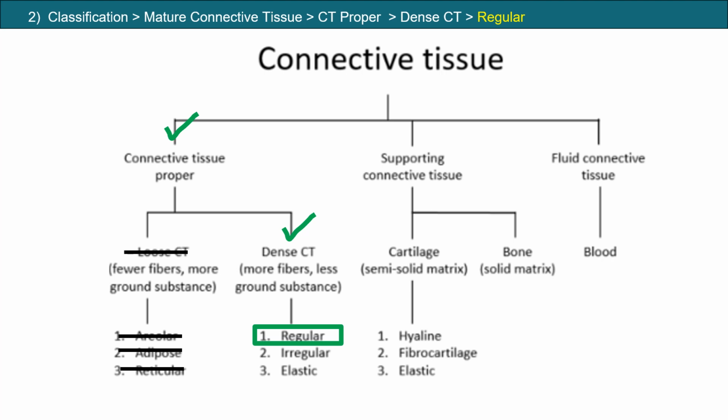So we finish all this loose connective tissue. Now we're going to continue talking about the connective tissue proper, but now we're going to talk about the dense connective tissue that has, remember, more fibers and less ground substance, so the structure will look more solid, less yellow. And the first one that we're going to have is the regular connective tissue.